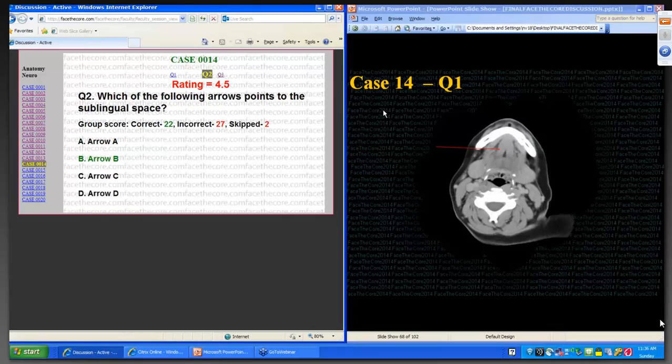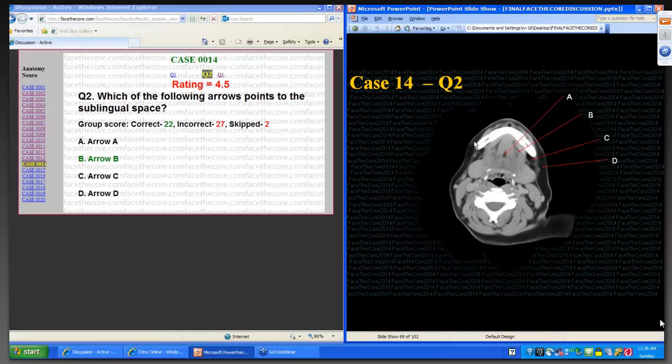The next question actually says, which of the following arrows points to the sublingual space? So remember that the lateral margin of the genioglossus forms the medial boundary of the sublingual space. And then also remember that the floor of the mouth has this muscle sling, which is the mylohyoid muscle. And the mylohyoid forms a lateral boundary. So you can see that between the two structures is where the sublingual space is. So the correct answer here is B.